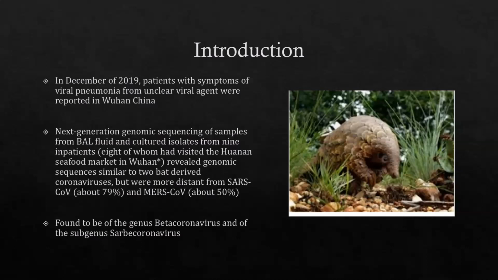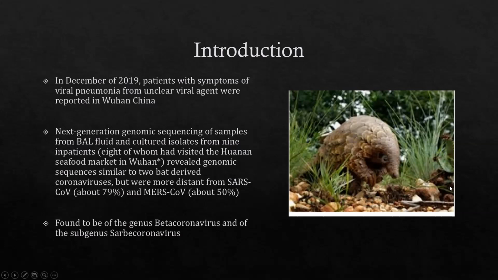When they did the genomic sequencing, they found that it was very similar to 2 bat-derived coronaviruses that we know about and have databases of sequencing for, and it also had some overlap with SARS-CoV and MERS-CoV, which are 2 coronaviruses we've had outbreaks from in the past. 8 of the patients they took samples from had visited the Huanan seafood market in Wuhan, so it was thought that it originated in bats and then there was an intermediate host, a common link for these 8 patients who visited this market and purchased things.